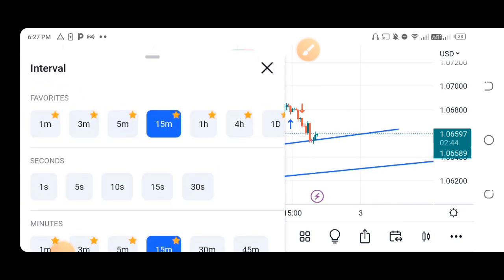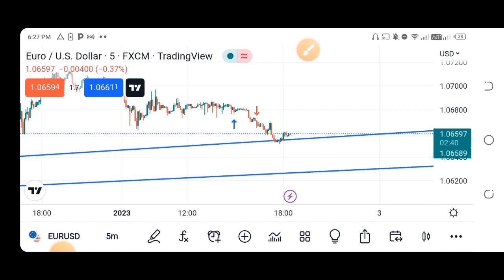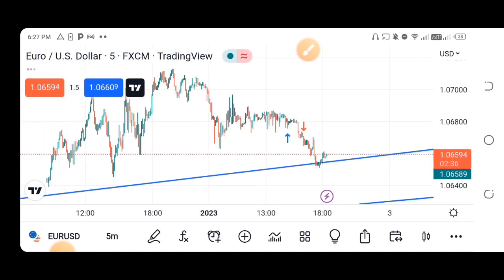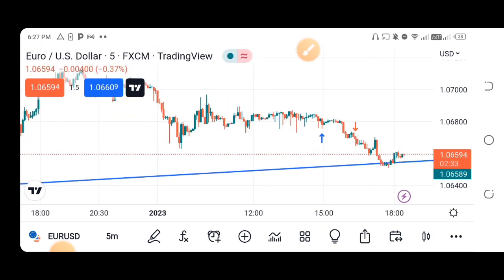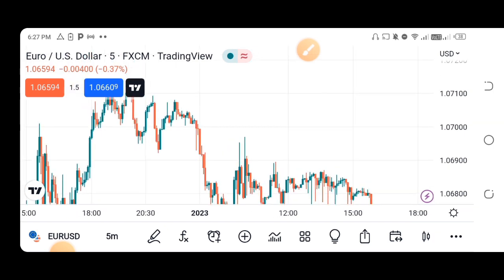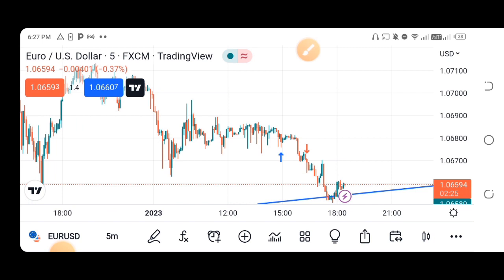So let's just go to 5 minutes and see what 5 minutes is doing. We're not going to go beyond 5 minutes, and with 5 minute time frame, I think we are in bearish. Yeah, 5 minute time frame, we are bearish, but the bearish is just to give us a retracement. So we are going to be taking the higher time frame bias.